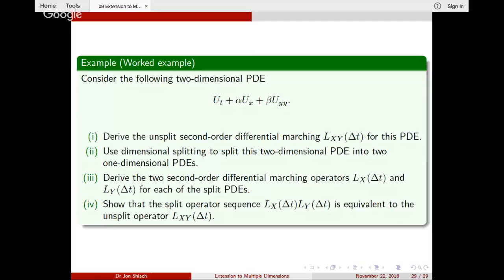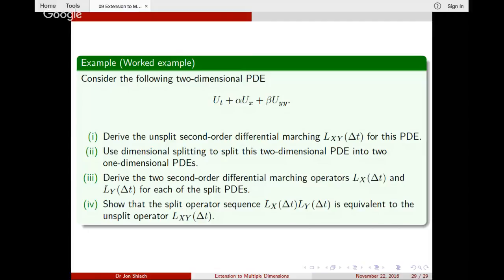Well, easy as that. Part 3, derive 2 second-order differential marching operators for each of these split PDEs. Okay, so for the first one, I'm going to call that equation 1 and that equation 2. Okay, so write it in the form of a differential operator. u_t is the same as delta t u. Take that term to the other side, so I have minus alpha.